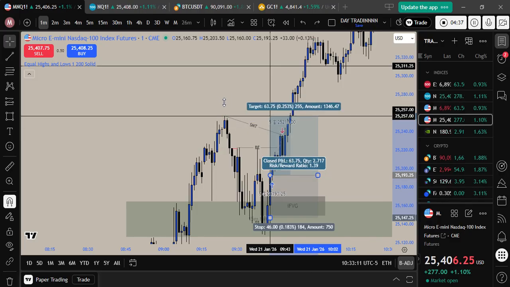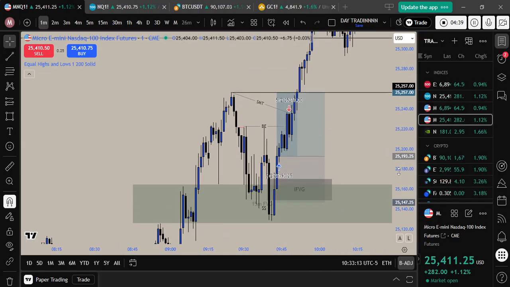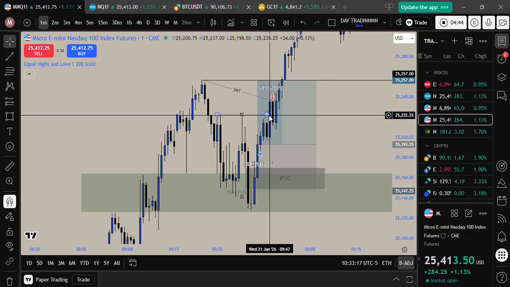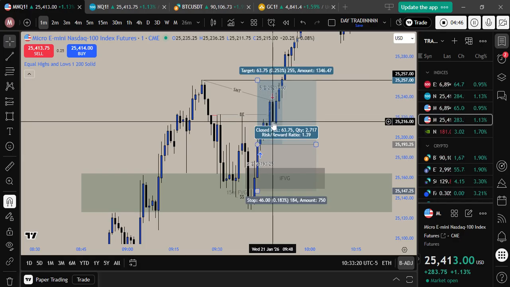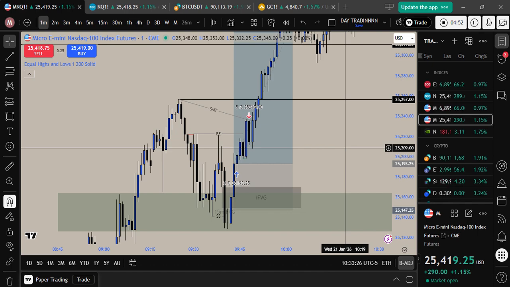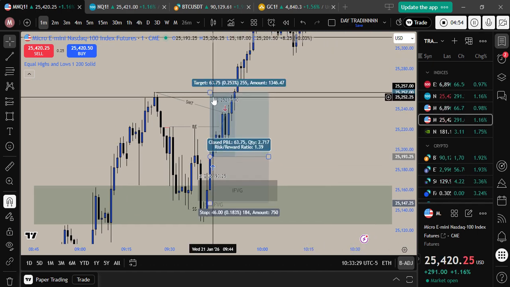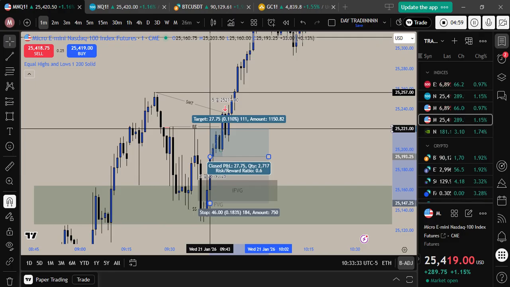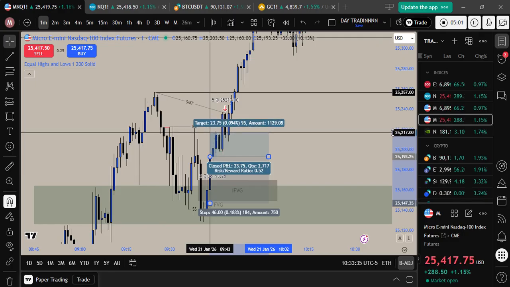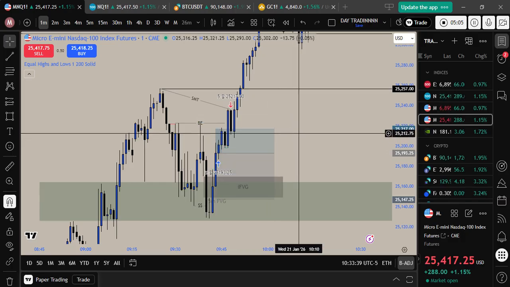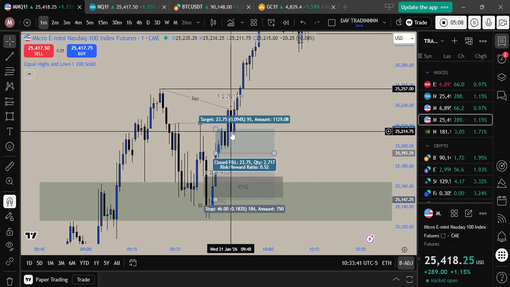Okay, so I was targeting this high, and I went break even right here at this candle, and unfortunately I closed my position. I closed my position at 25 to 17. It's right here. As you can see, I only got about a 0.5 risk to reward. I closed it down here.